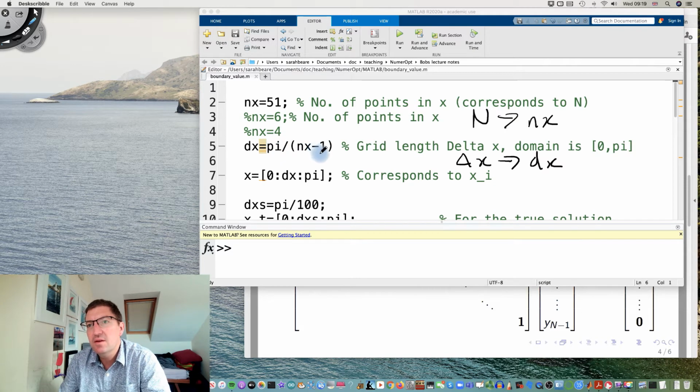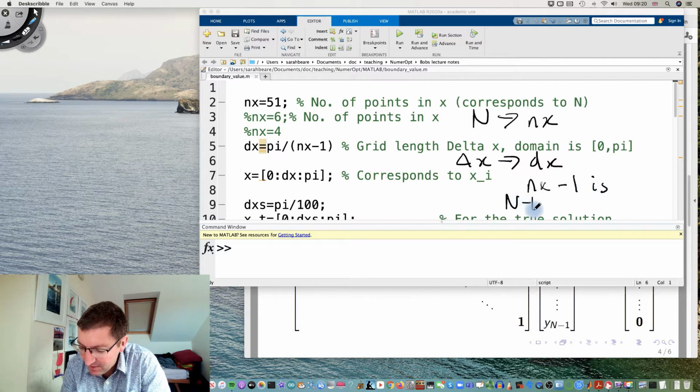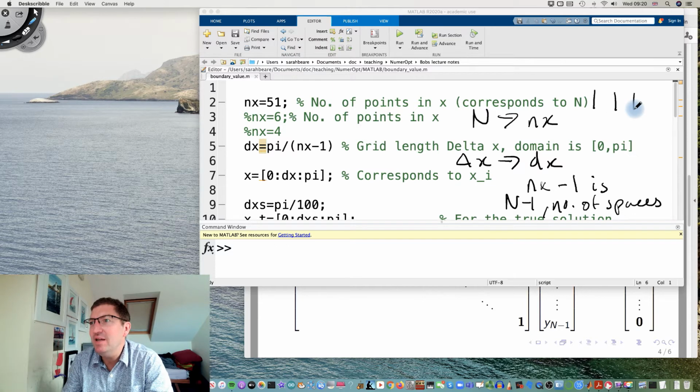the number of points, pi divided by the number of gaps, which is n minus 1, the number of spaces. Right, it's just a ladder problem. If you have 3 points on a ladder, you have 2 spaces, yeah? So if you have n points like we have here, or nx points, we have n minus 1 spaces, and that's your grid length, yeah? Which is dx. Okay, so that sets things up.